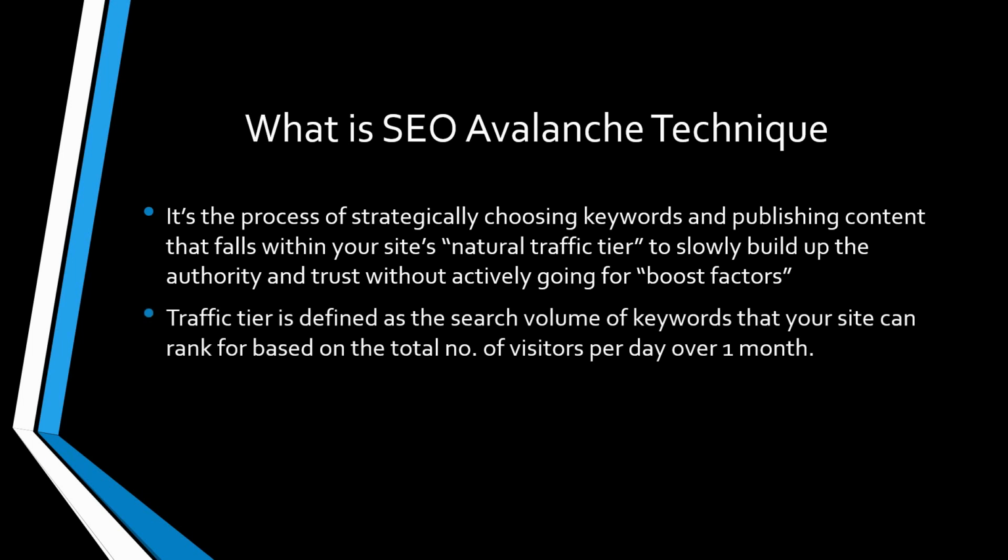So traffic tier is defined as the search volume of keywords that your site can rank for, based on the total number of visitors per day over a period of 1 month or 30 days. Essentially, traffic tier is nothing but the search volume of keywords that your site can actually rank for, right? There are basically ladders or steps where your site can rank for different search volumes, which I'm going to explain in the next slide.